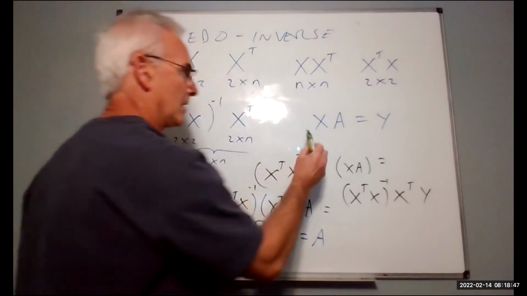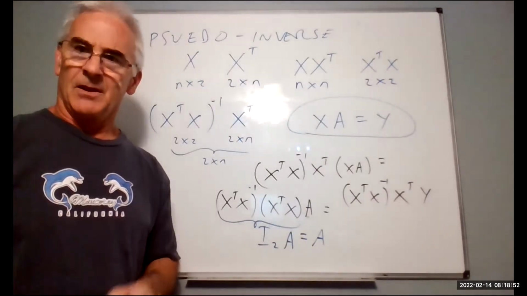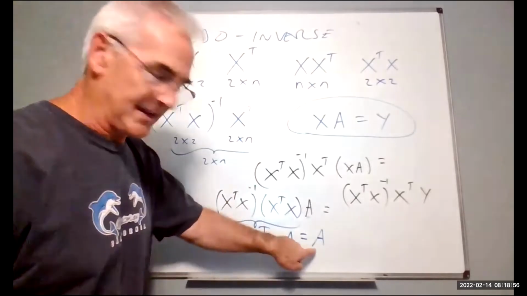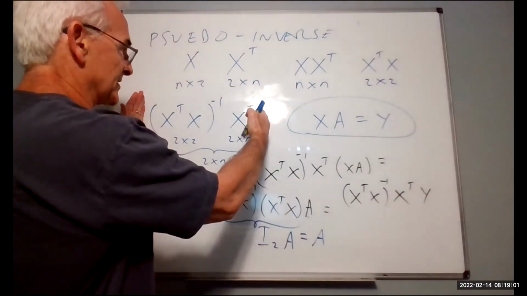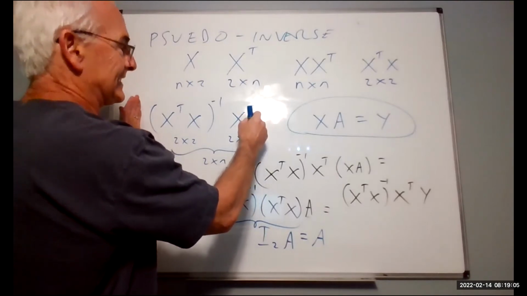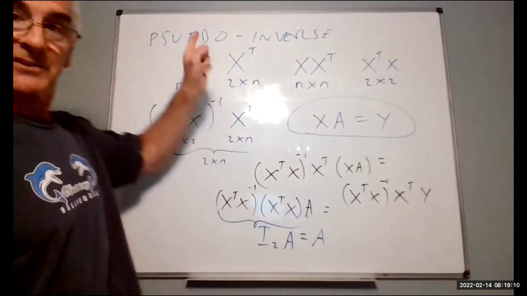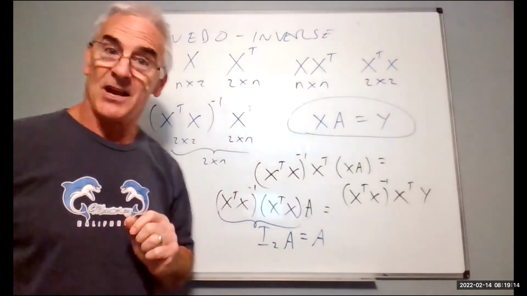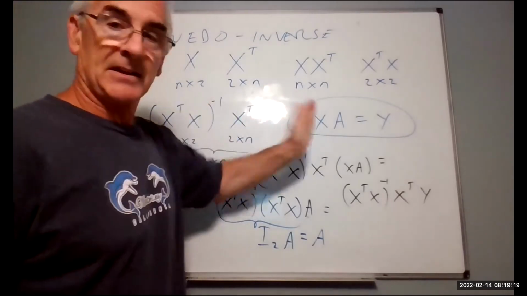Wait a minute. We just said X inverse does not exist, but we just multiplied both sides on the left by something and we got A all by itself. This quantity here, X transpose X inverse X transpose, isn't even square, yet it undid this multiplication. So it acts like an inverse. That's why it's called a pseudo inverse. It's not a real inverse because it's not even square. Yet when I multiplied the left side by this quantity, I got the identity on the left side.